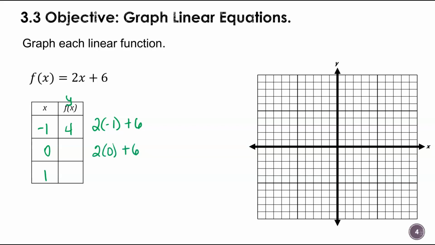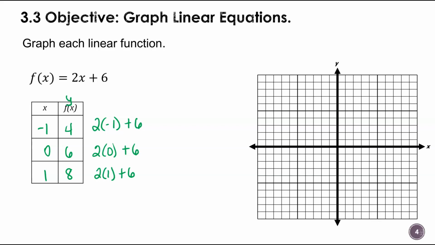On this one, I'm actually finding the y-intercept. If you remember slope-intercept form, which we will talk about later in this chapter, the 6 is your intercept, the intercept at (0, 6). And then we have 2 times 1 plus 6, which gives us 8. Then you graph these ordered pairs and draw the line. Don't forget to draw the line.